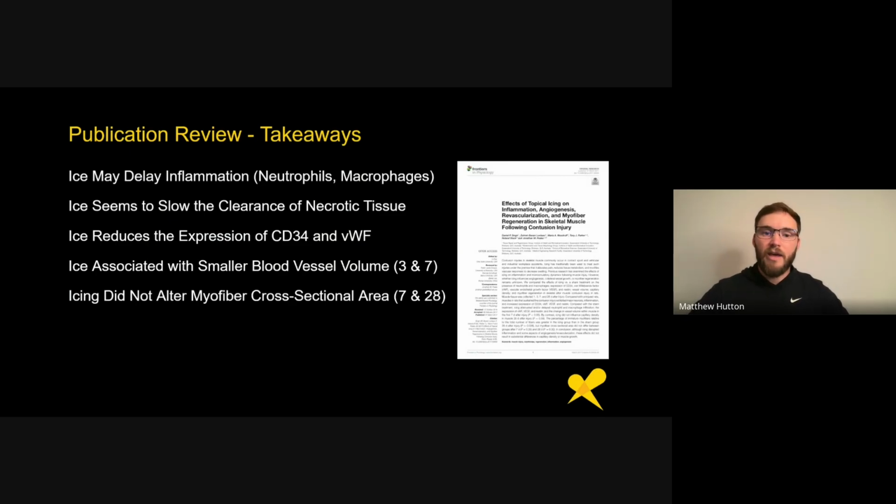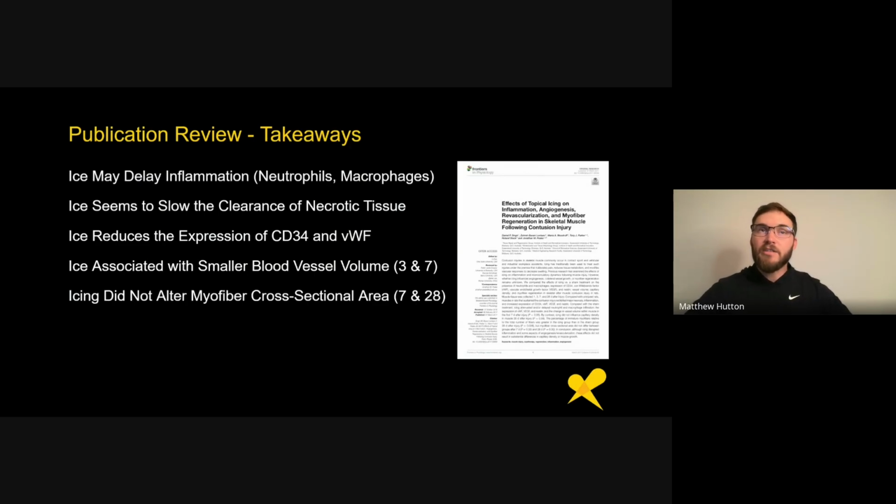So despite the head start of the anti-ice group at days 1 and 3, you see no difference at 7 and 28. And so probably what's happening is we cause a little bit of a delay when we do these ice treatments, but it doesn't have much effect on the long run. So if I can decrease their pain sensation and keep them mobile, keep them involved in their rehab, then that's going to play a larger role than the ice is going to.